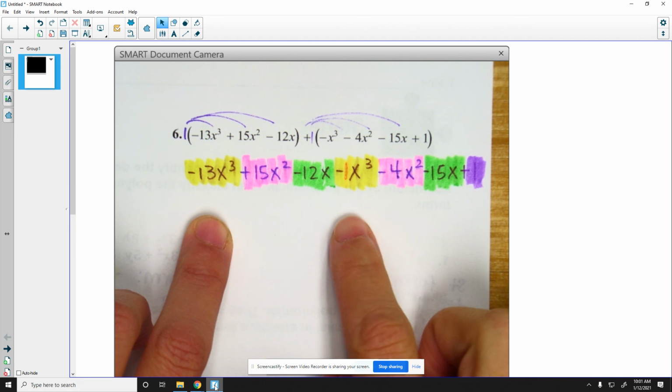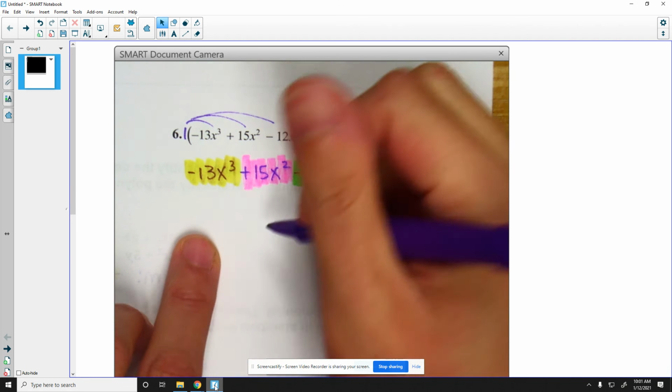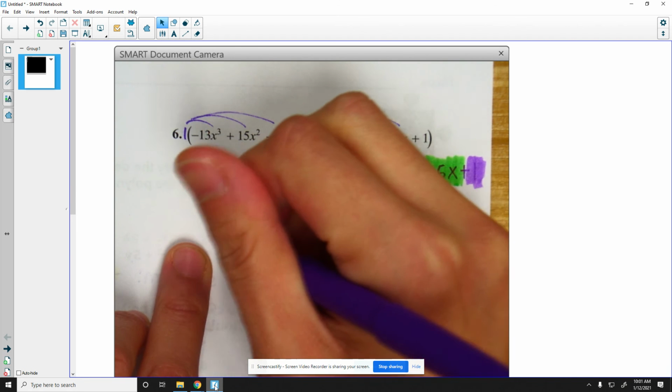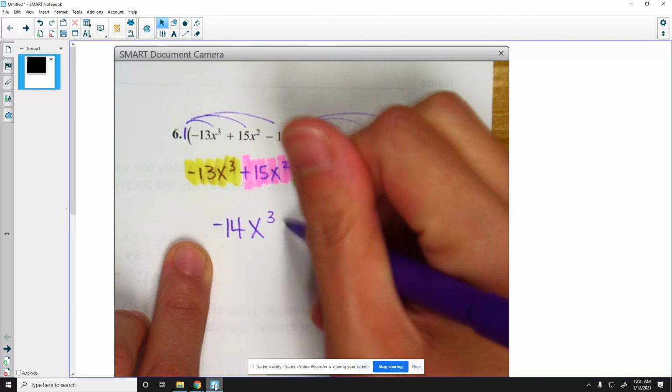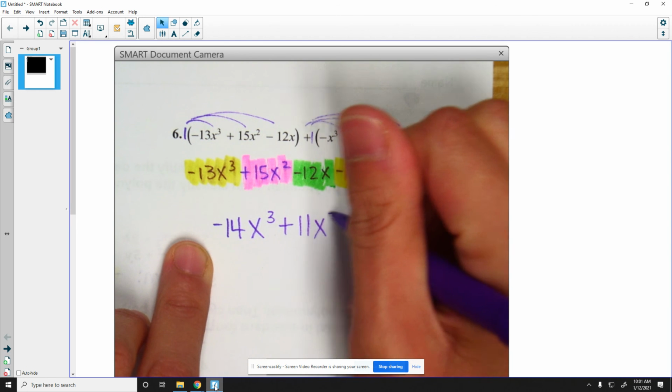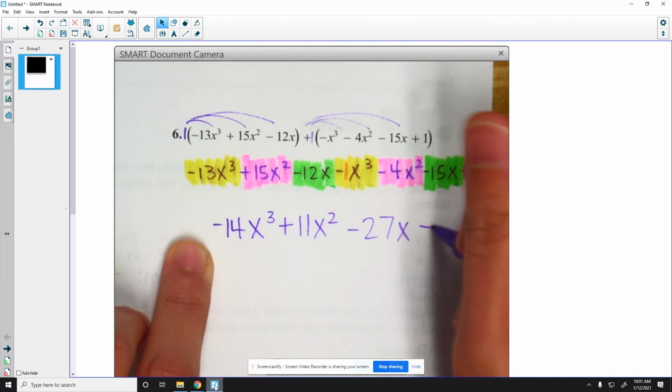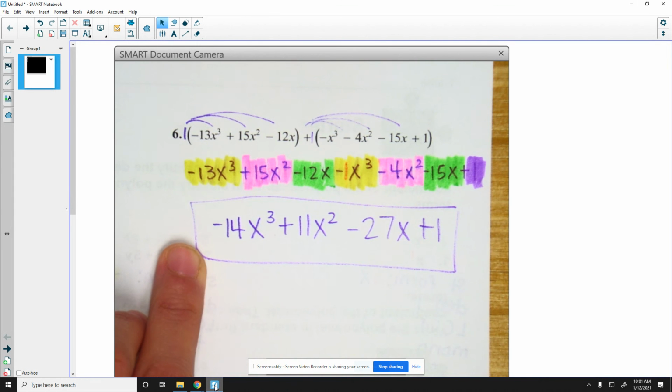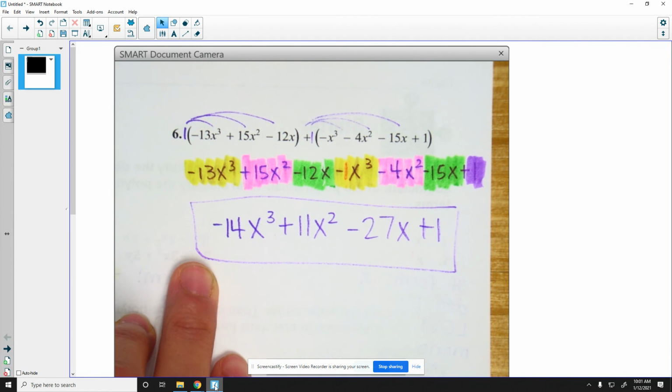Someone other than Rowan, did you get an answer? Jack, go. Negative 14x cubed plus 11x squared minus 27x plus 1. And that would be it. Good job. Okay. I think you get the point.